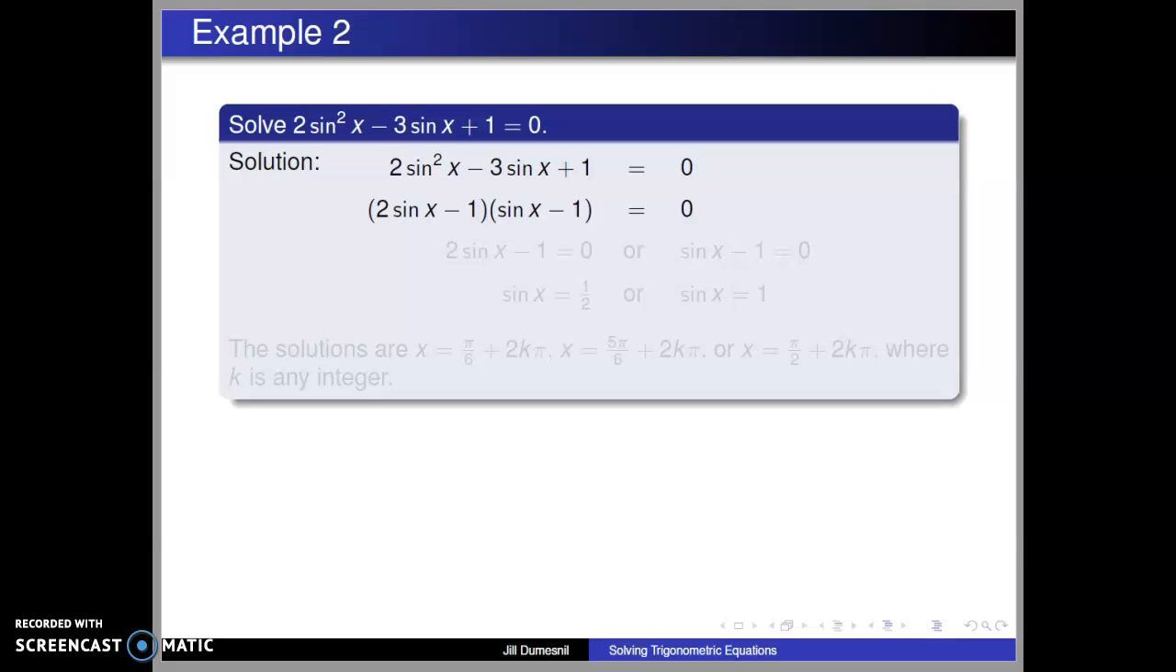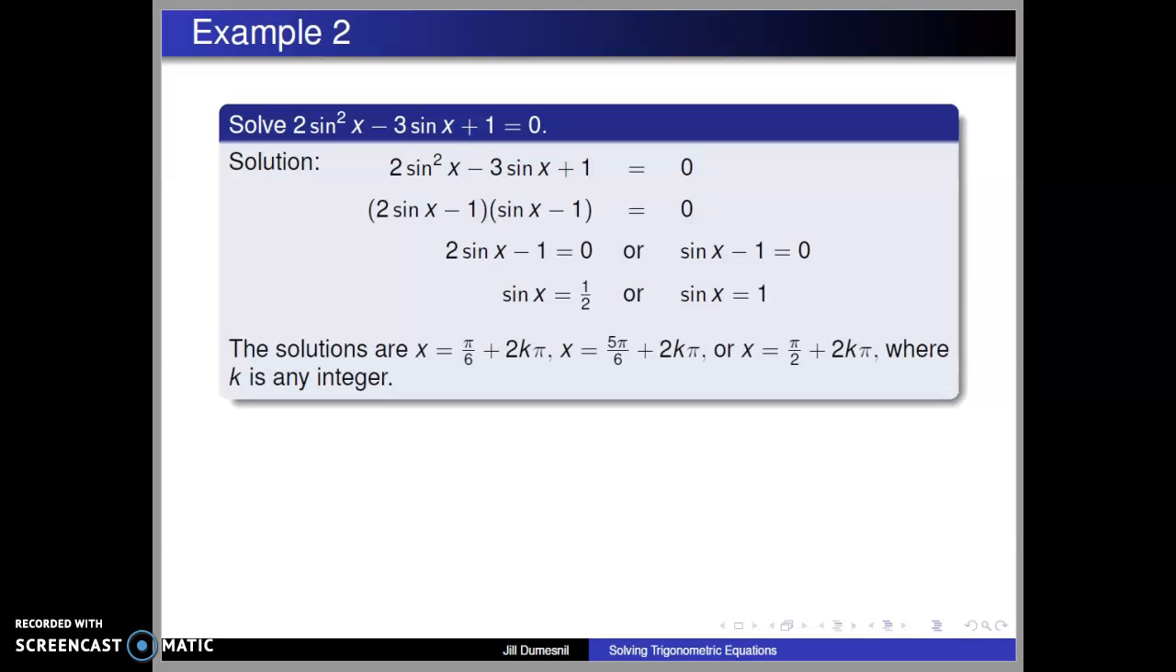Since we now have a product equaling 0, we know that one of the factors must equal 0. And then we have linear equations in sine x to solve. We get that sine x equals a half or sine x equals 1.